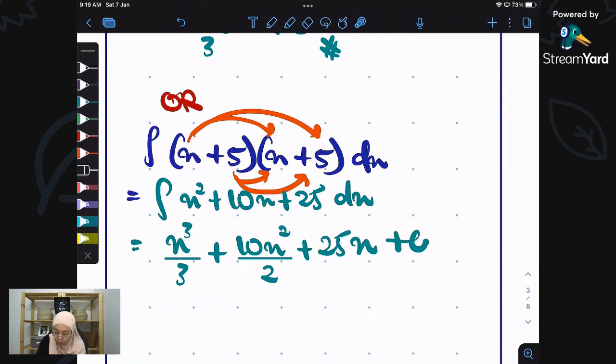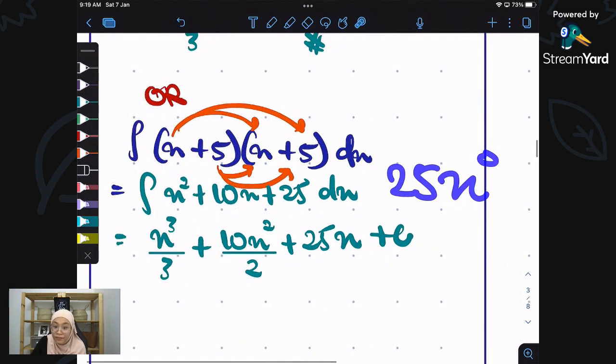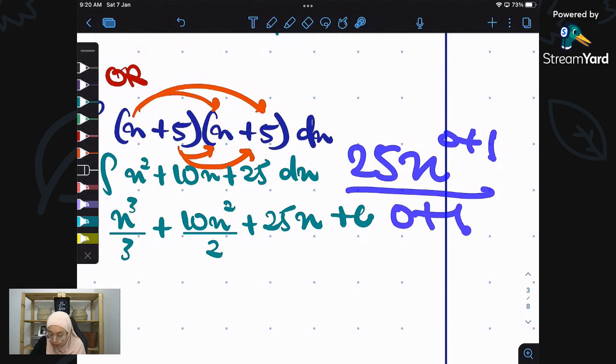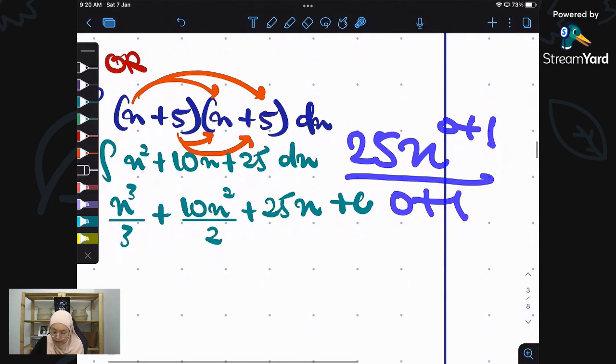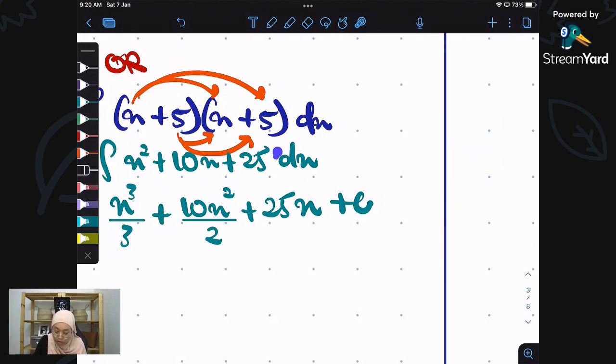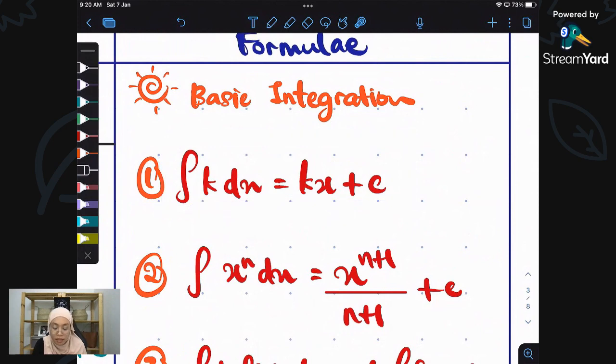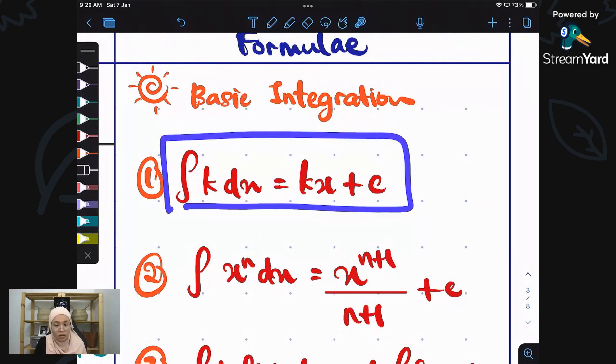Okay, how do I know this is 25x? Remember ya, this is 25x to the power of 0 sebenarnya. X to the power of 0 is 1, right? You already know it. When we integrate it, we plus it 1. Therefore, the answer is still 25x. I hope you know that. Whenever we integrate the constant, this is the answer. This is the number 1 rule of basic integration. Okay? I hope you know that.